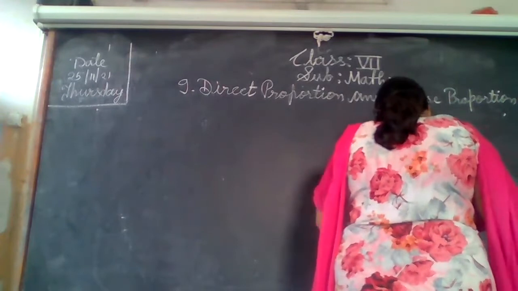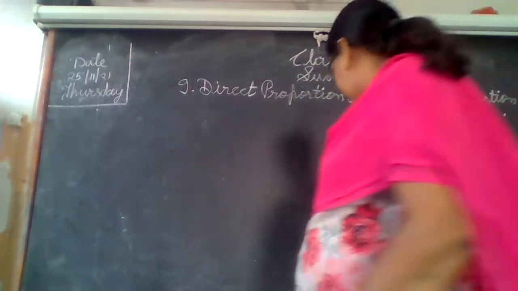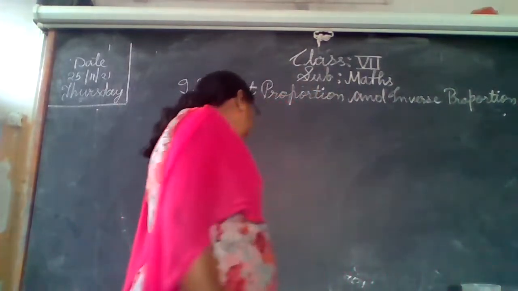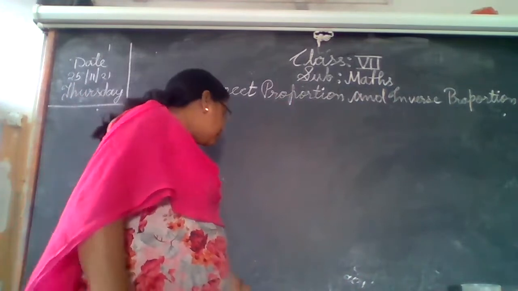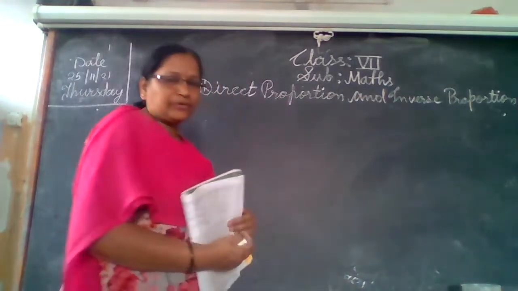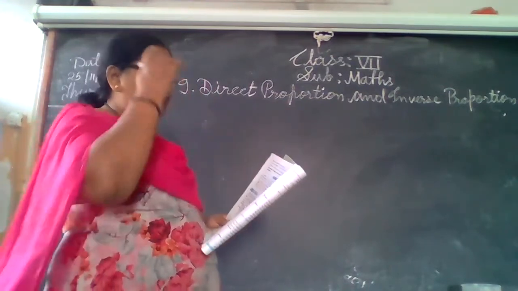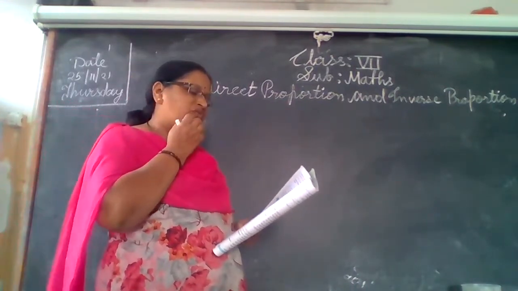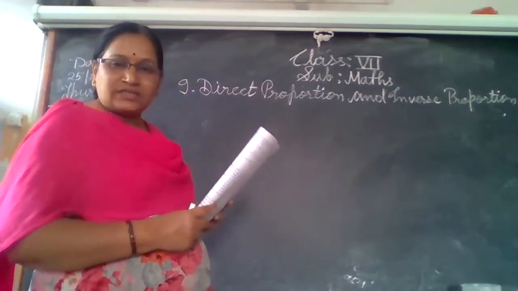Let's see some questions on direct proportion. This question is from practice set 38, question number 4. The stock of grains in a government warehouse lasts 30 days for 4,000 people. How many days will it last for 6,000 people?